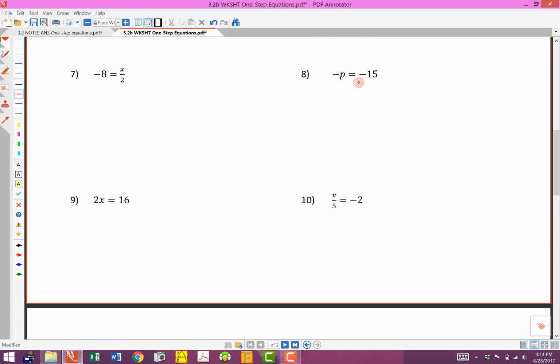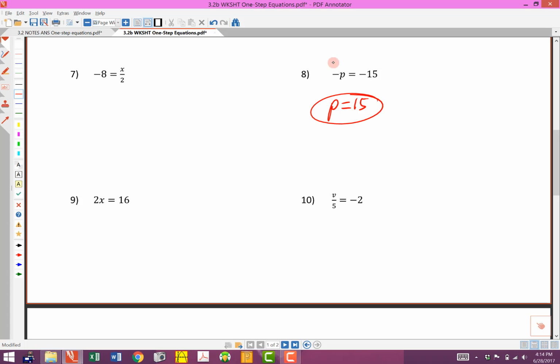So here's number 8. And this is those problems that I was talking about where they're a little bit interesting. I mean, we kind of have the variable by itself. We've got negative p equals negative 15. But remember, we don't want to know what negative p is. We want to know what positive p is. So we don't want negative p. We want its opposite. We want positive p. And we don't want negative 15. We want its opposite. We want positive 15.